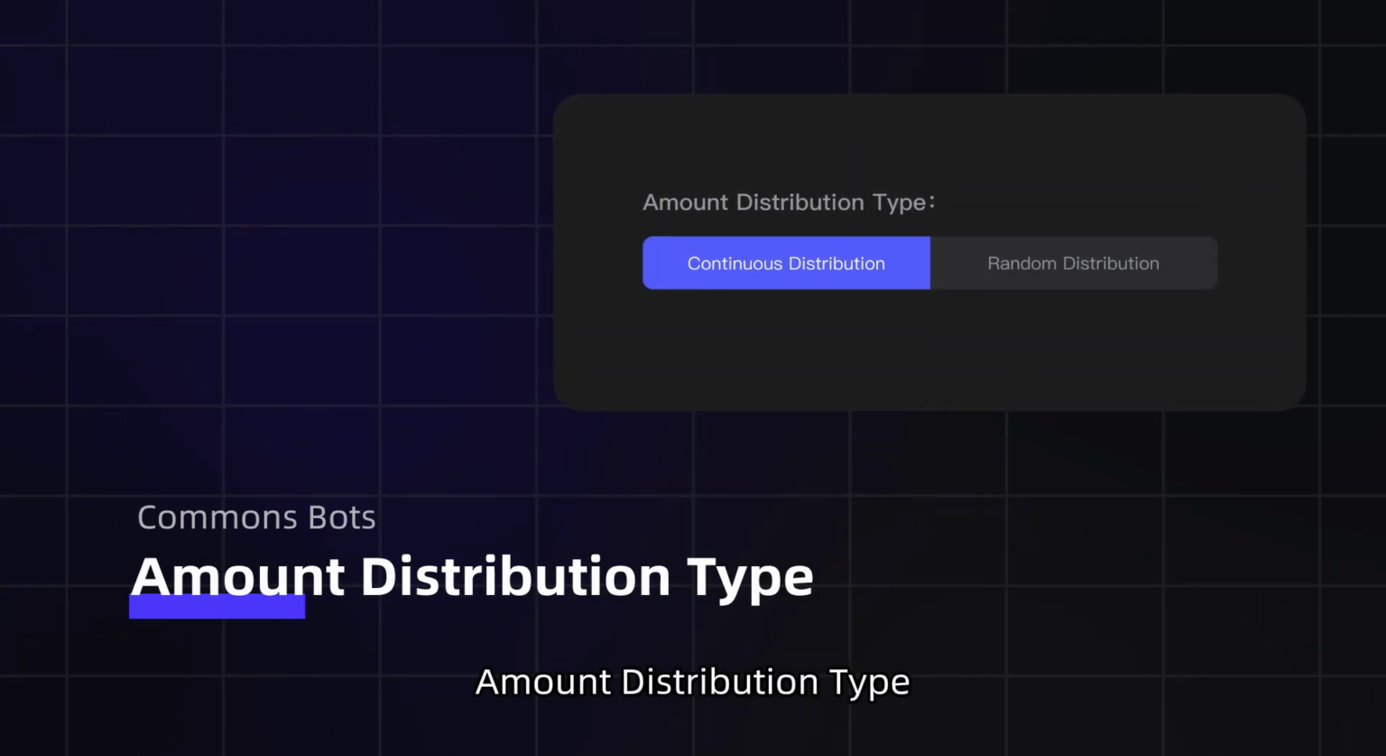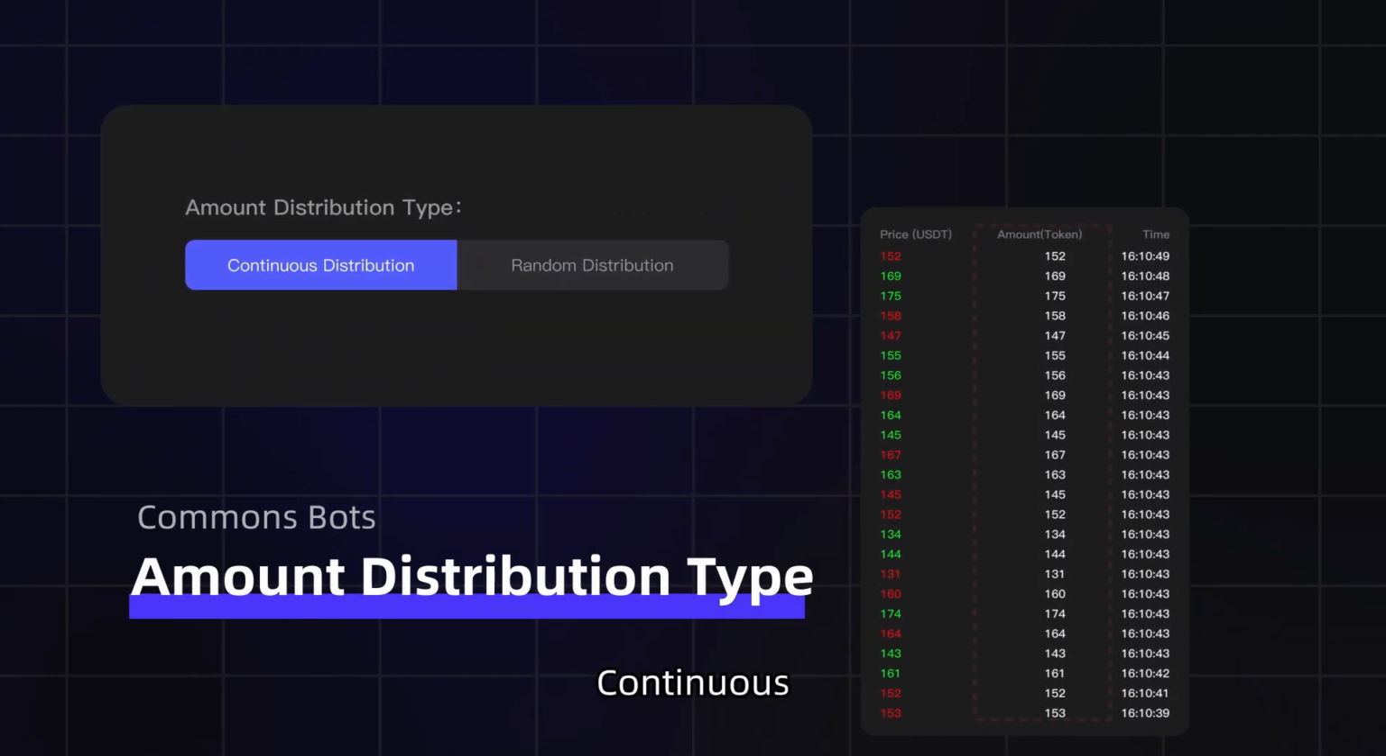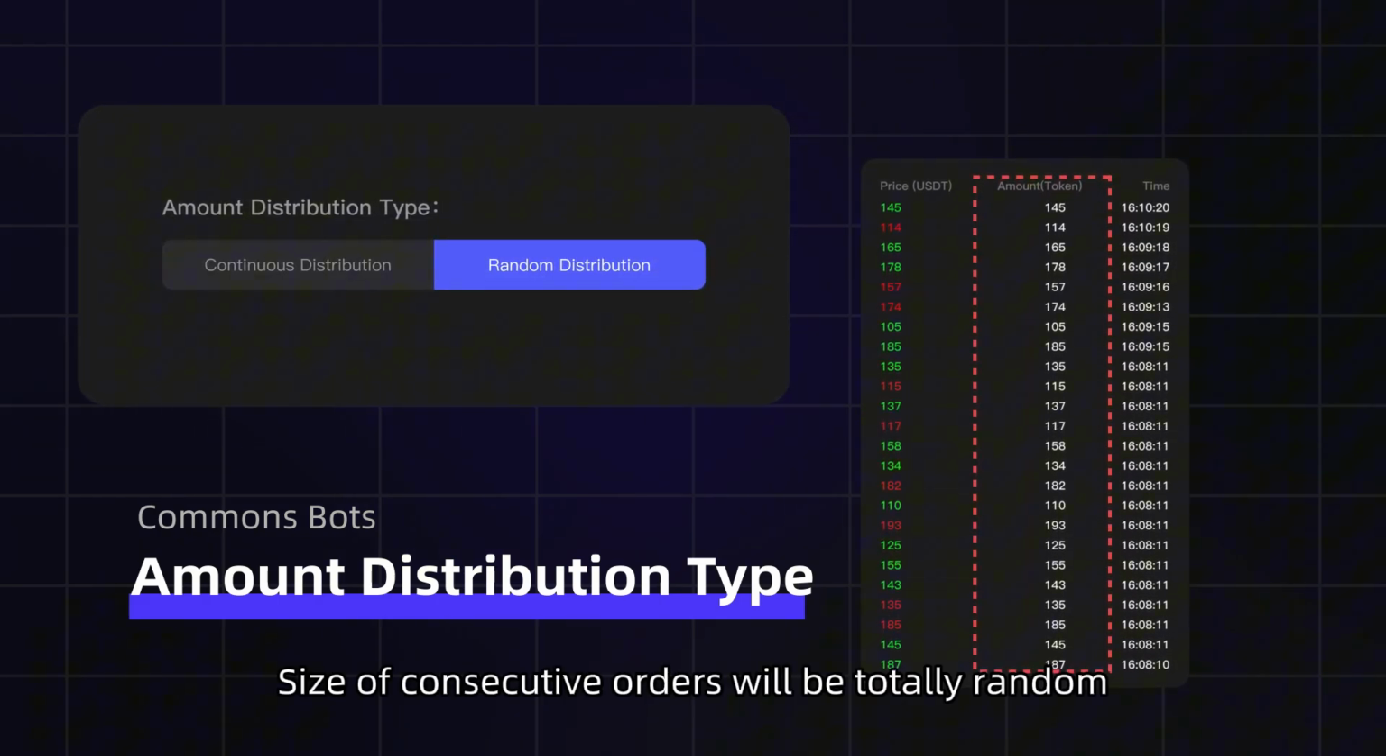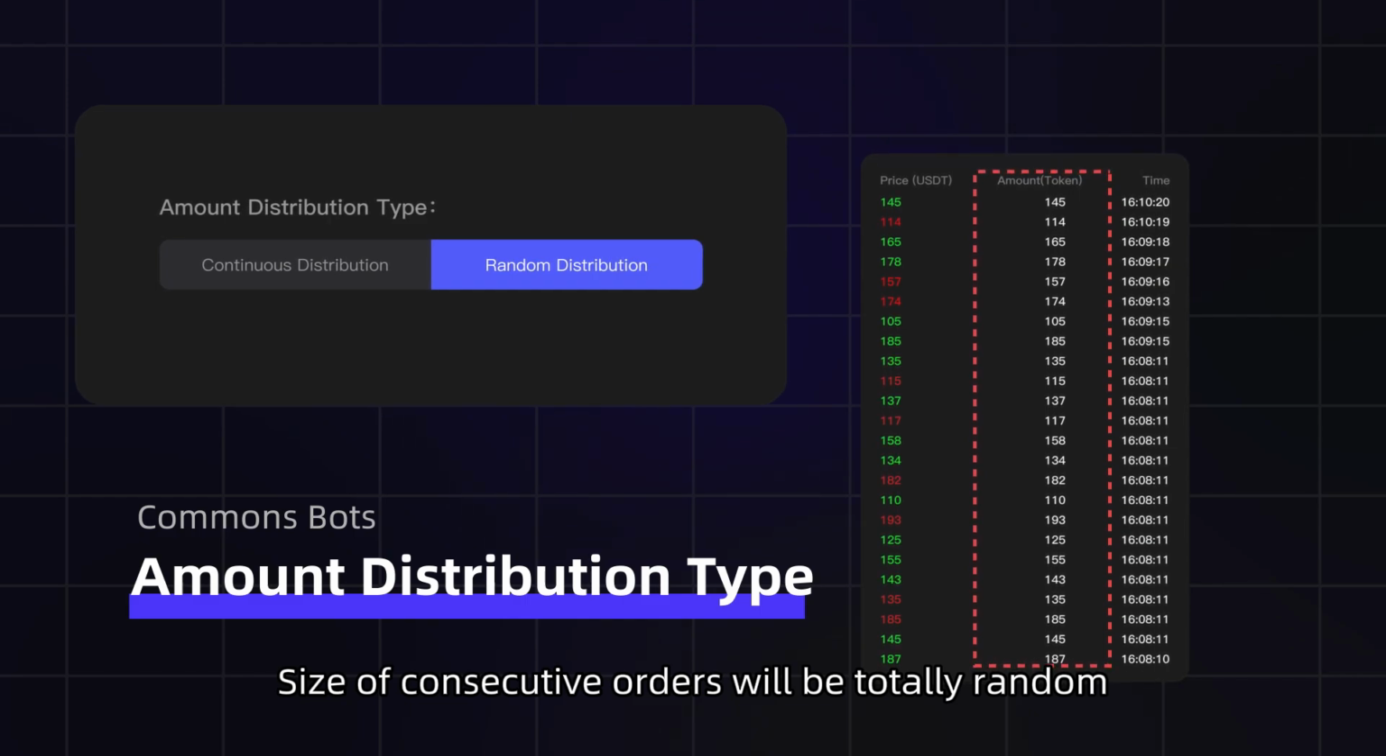Amount distribution type. Continuous, size of consecutive orders will be closer. Random, size of consecutive orders will be totally random in the range.